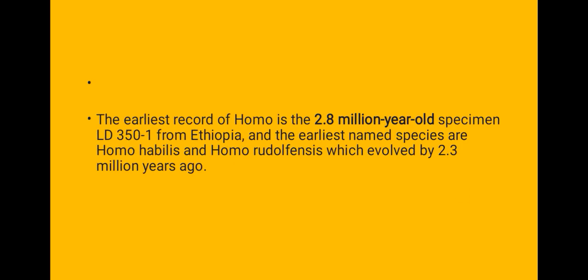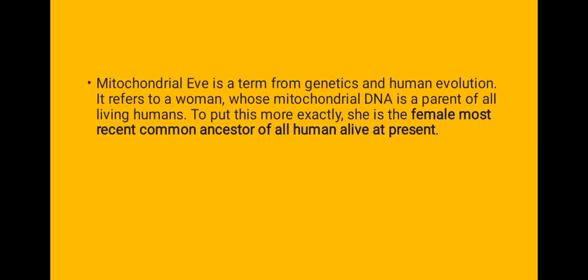The earliest record of Homo is the 2.8 million year old specimen LD 351 from Ethiopia, and the earliest named species are Homo habilis and Homo rudolfensis, which evolved by 2.3 million years ago.